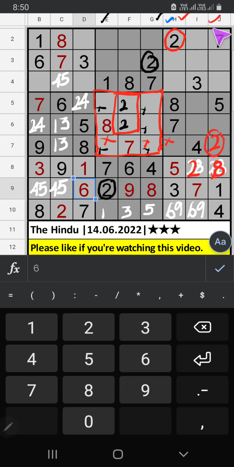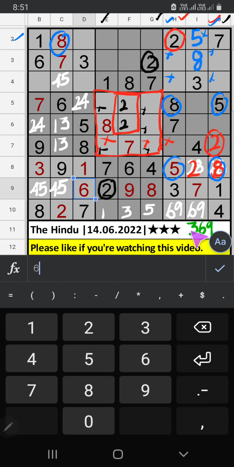Column J, we have pair numbers 5 and 8. So 5 and 8 can't come in these cells. It will come in the 2 cells. Second row, we already have 8. So 8 can't come in the cell, 8 is confirmed here. Then 5 is here.